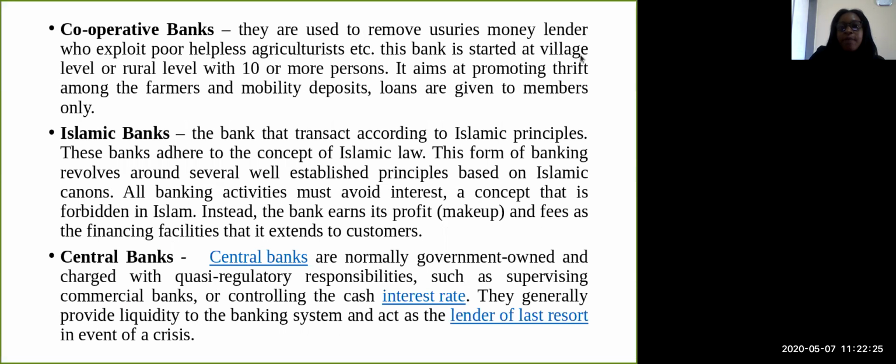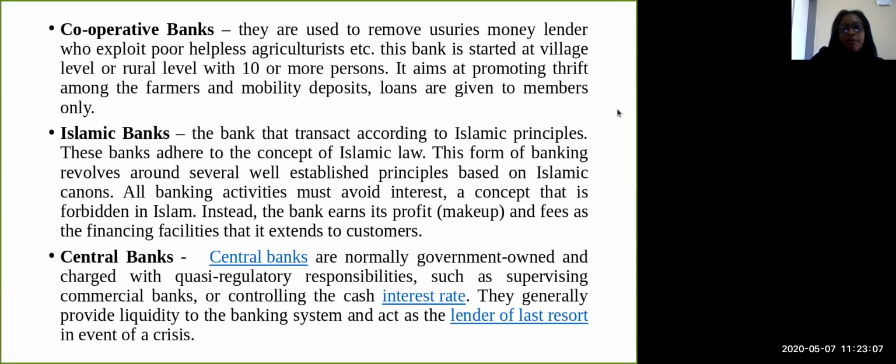The next type of bank that we have is cooperative banks. These are used to remove the moneylender who exploits poor, helpless agriculturists and others. This bank is started at village level or at rural level with maybe 10 or more persons. It aims at promoting thrift among farmers and mobilizing deposits, with loans given to members only.